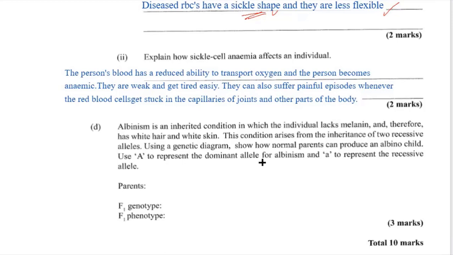And of course, you get the symptoms of anemia, which is that you're weak and you get tired easily. You also have painful episodes whenever the blood cells get stuck in capillaries of joints and other parts of the body. And now the next one involves doing a genetic diagram. I'm going to another screen to go through this genetic diagram.